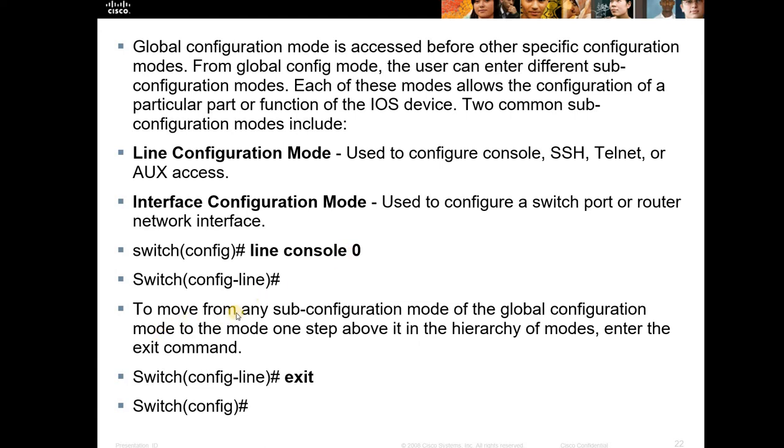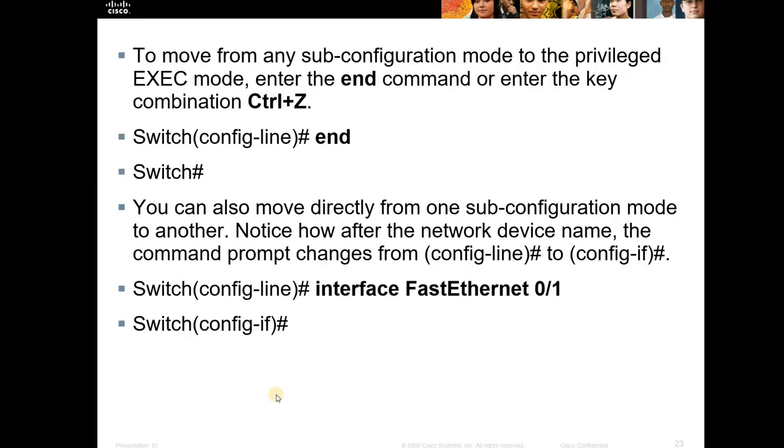To move from any sub configuration mode of the global configuration mode one step above in the hierarchy of the modes, enter the exit command generally. Exit or end. To move from any sub configuration mode to privileged executive mode, enter the end command or enter the key combination Ctrl Z.